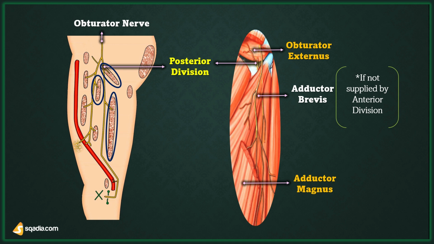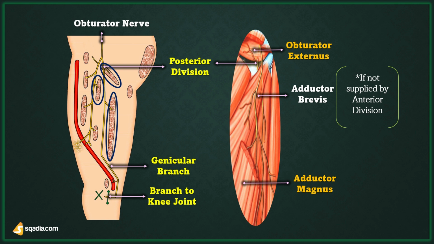As the posterior division continues into the adductor canal, it becomes a thin genicular branch. This branch then enters the popliteal fossa and pierces through the oblique popliteal ligament. Finally, it ends by supplying the capsule and the cruciate ligaments of the knee joint. Some of its fibers also innervate the popliteal artery. See how the obturator nerve supplies both the hip joint and the knee joint.